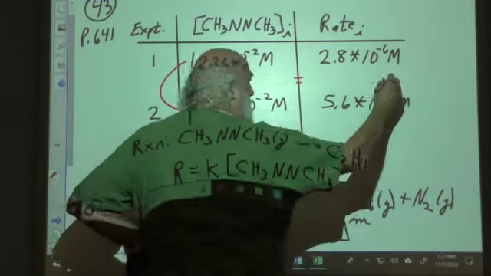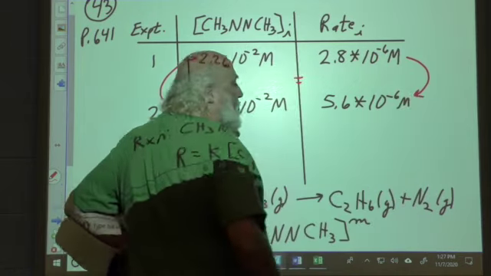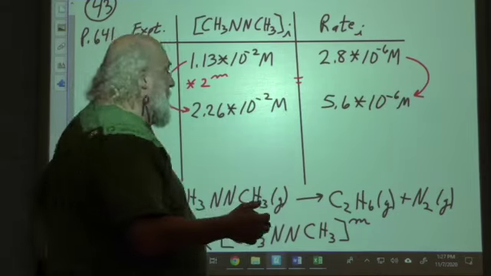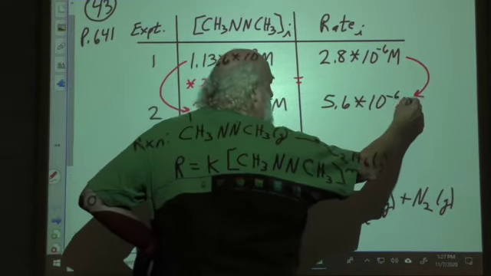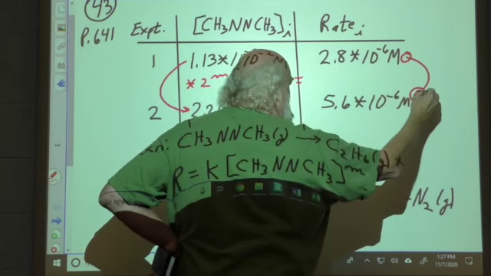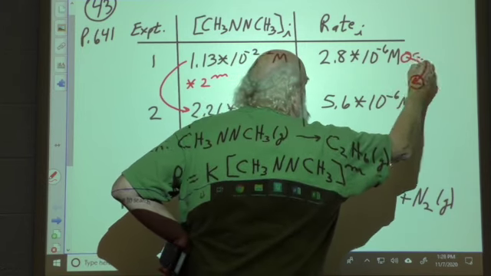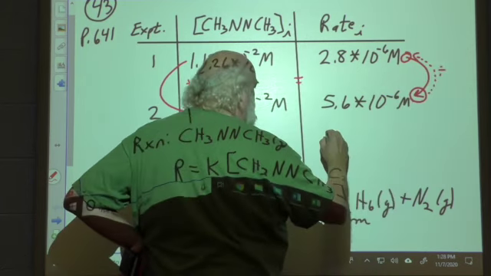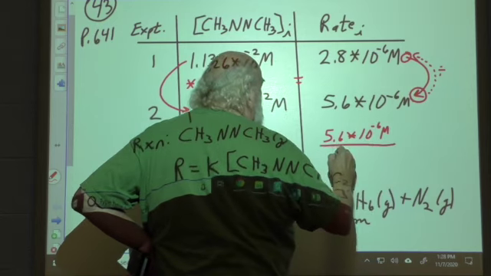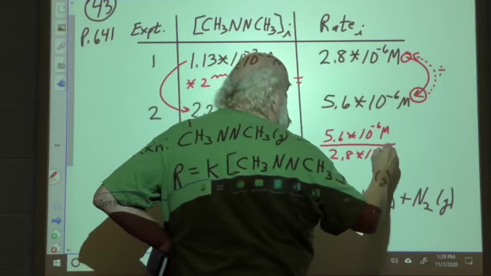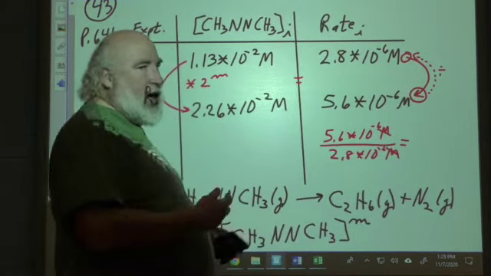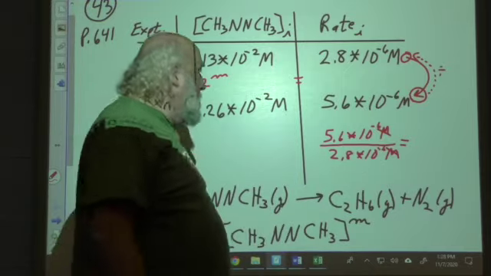And when we look at the change of the rate right here, if you can't tell by looking at it, and you probably can, but if you can't, you divide the one at the head of the arrow by the one at the beginning of the arrow. So the division is going to go in reverse. In other words, it's going to be 5.6 times 10 to the negative 6 moles per liter over 2.8 times 10 to the negative 6 moles per liter. Moles per liter cancel out. And you punch that out in your calculator, and you get 2.